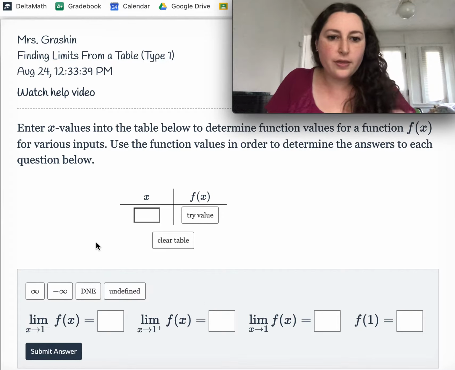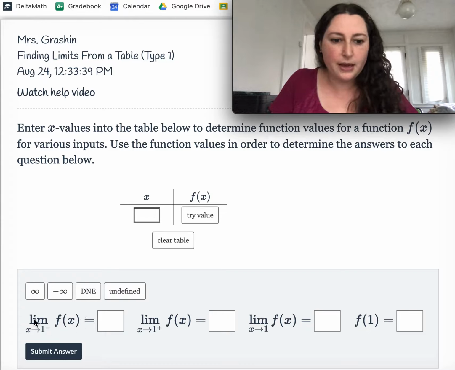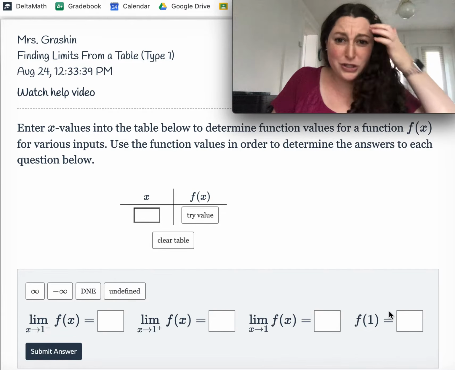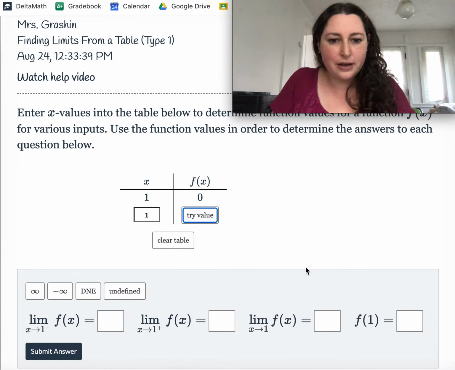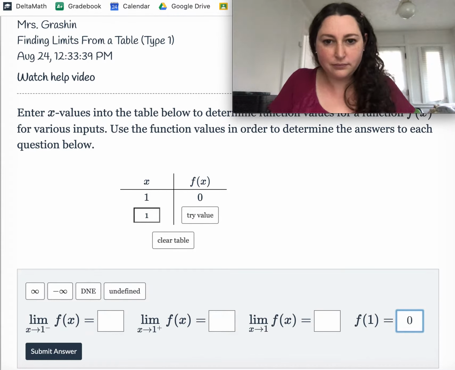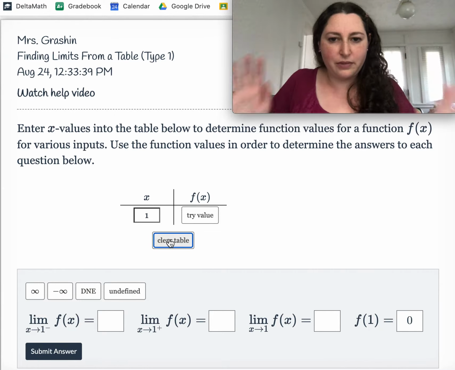All right, so we're supposed to put a table's values into the table to determine the limit as x approaches 1 from the left, from the right, the overall limit, and what f of 1 is. So first of all, f of 1 is super easy to find. Just put 1 in your table and see what the value is. Okay, so f of 1 is 0.